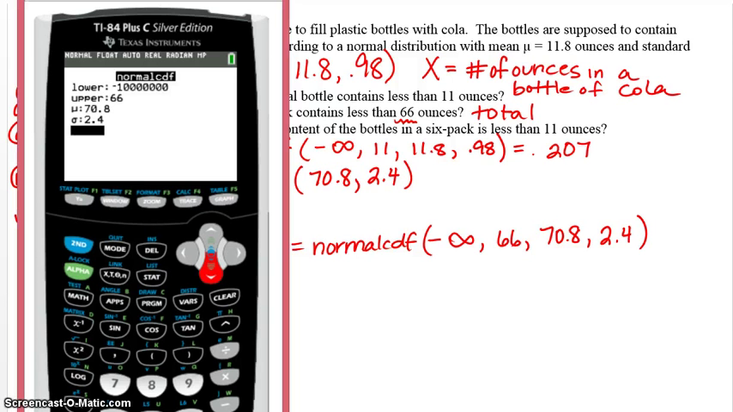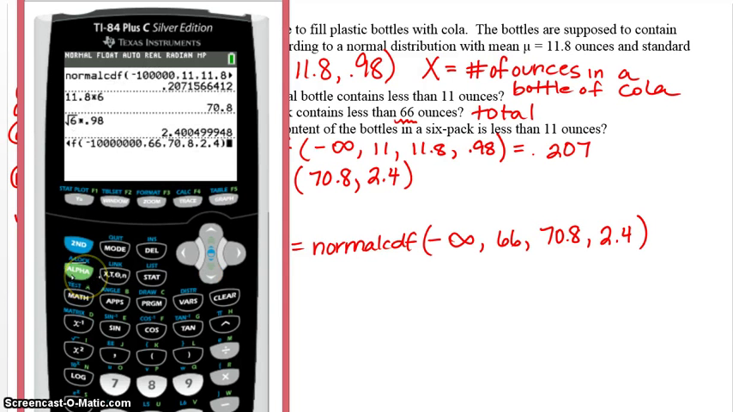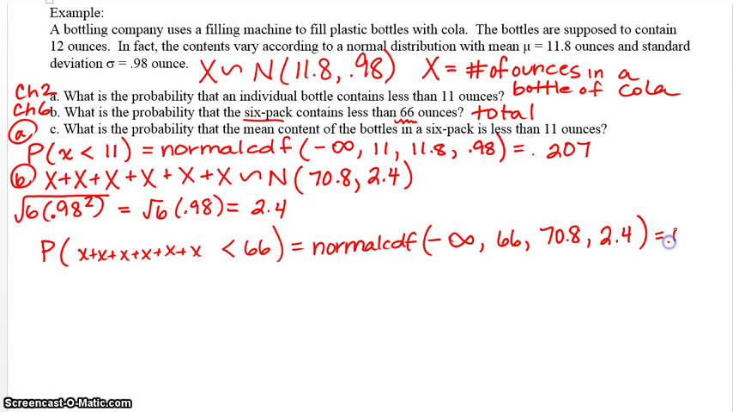And your calculator should look like this, or separated by commas, and we get 0.02275, so 0.0228. So there's a 2% chance that a 6-pack will have a total of less than 66 ounces. So that's chapter 6, that's part B.